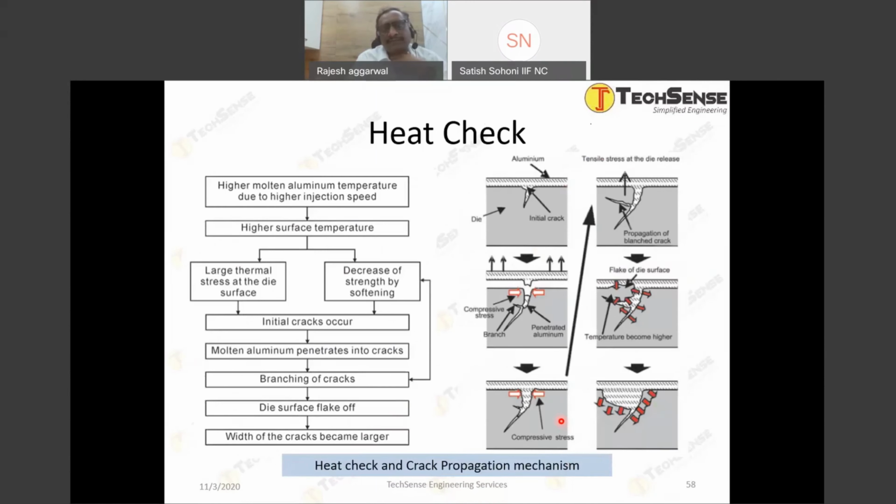Heat checks. This is basically showing the propagation of the heat check mechanism, how it is happening. And the heat check may even lead to the removal of the metal, or cavitation. This is the image of what you are seeing on a larger scale actually. So actually this size is maybe in microns, right?